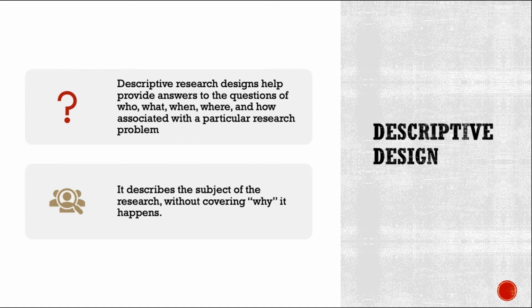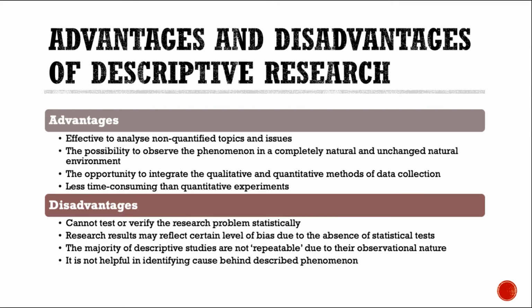What is descriptive design now? We have another type, which is descriptive. Descriptive research design helps you to provide answers to the questions of who, what, when, where, and how associated with a particular research problem. But it describes the subject of research without covering why it happened. It will show you who, what, when, where, and how, but it will not tell you why it happened. So this is the type of descriptive research.